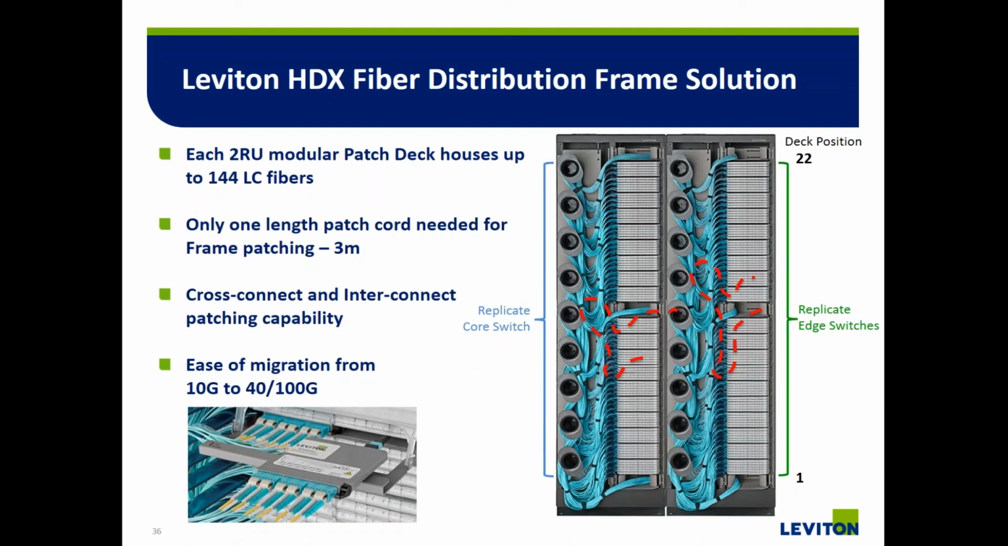Patch cords are bundled together in this open design, which makes it easy to manage and do moves, adds, and changes, and eliminates any tight fiber bend radius. The frame solution is designed for easy migration from 10 gig to 40 and 100 gig.